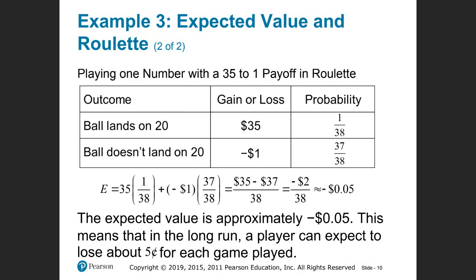The first one will be 35 times 1 over 38. The next one will be a negative 1 times 37 over 38. Watch your signs when you do this. You end up with a negative 2 over 38 or a negative 0.05. The expected value is approximately negative $0.05 or a nickel. This means that in the long run, a player can expect to lose about 5 cents for every game played.